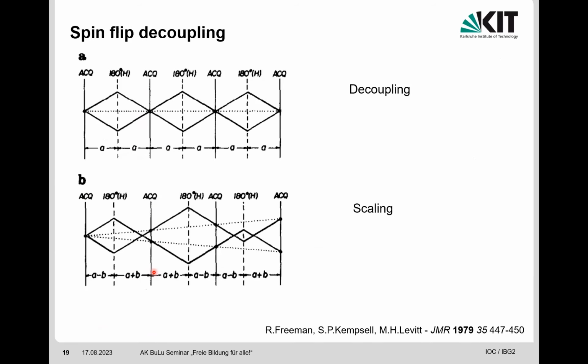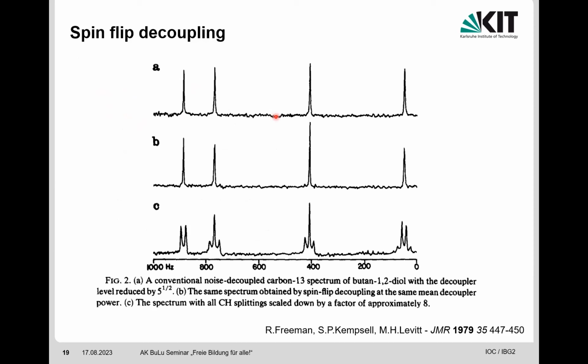And it was only in 1979 when Freeman and Malcolm Levitt looked into something that would be acquire, put in a 180-degree pulse, acquire, 180 degrees, acquire, etc. Only then this idea that I just showed you has been developed and first taken into place. These are the very first results.